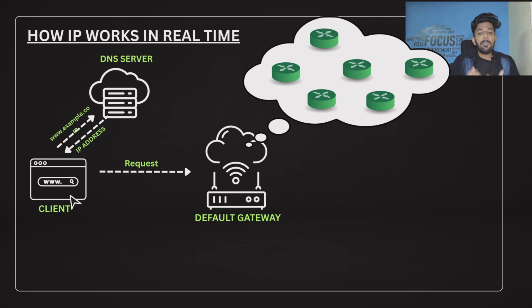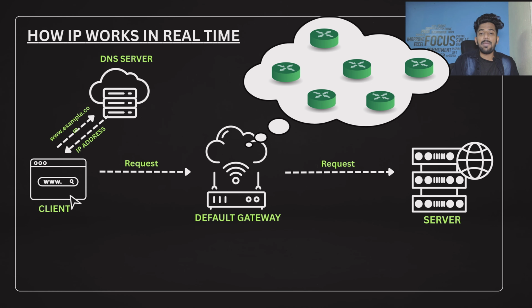Okay. And forward the packet closer to the destination using routing decisions. When the packet finally reaches the destination server, the server sees the destination IP matches its own. Then it will remove the IP header and only pass the payload to the appropriate protocol, for example TCP for a web request.